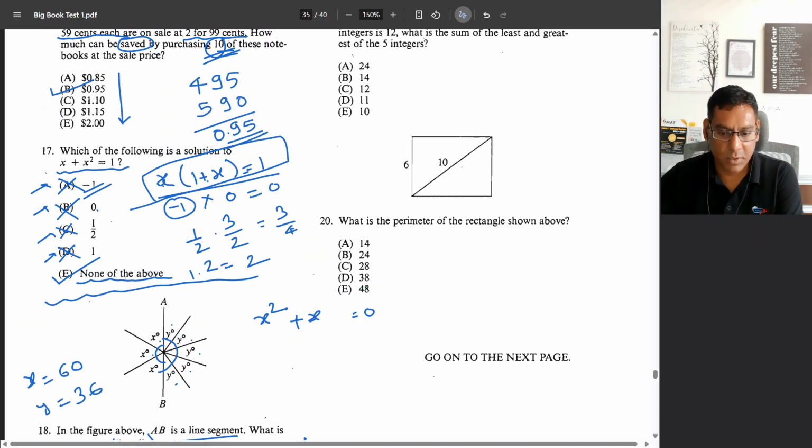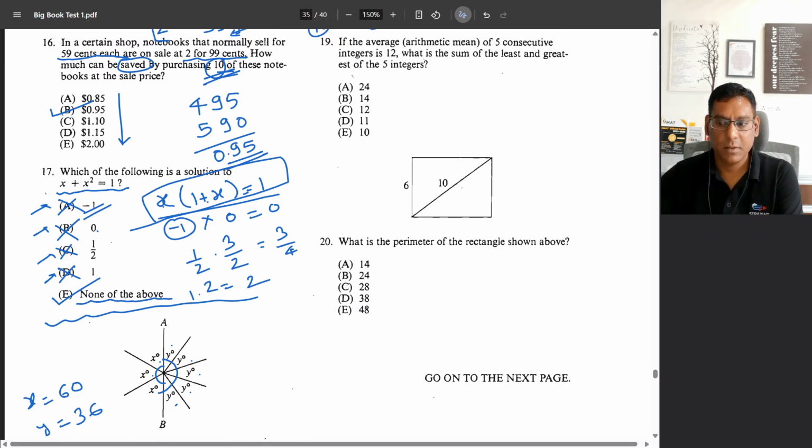Okay, let me just get rid of this, it's overlapping this question. Okay, let's look at 19.